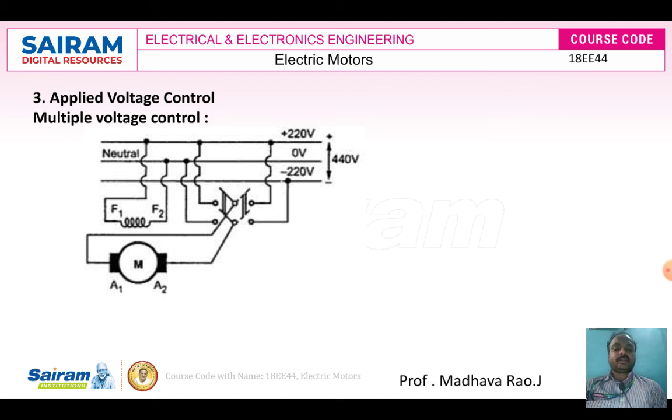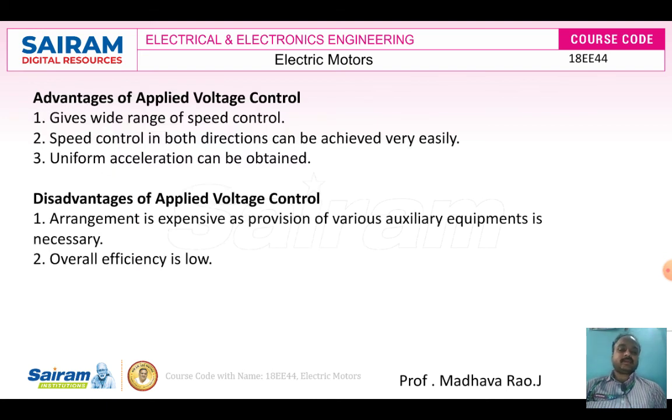We can control the speed above normal speed, above rated speed also, and in both directions. Now we will see the advantages and disadvantages of this method. It gives a wide range of speed control. Speed control in both directions can be achieved very easily, and uniform acceleration can be obtained. Uniform torque and uniform speed will be obtained in this method.